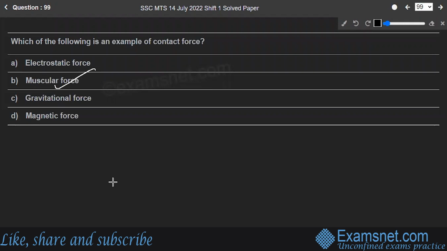Only the muscular force, like when you're pushing or pulling something, you're directly touching that thing. So muscular force is a type of contact force in which you have to contact that body in order to get an effect. So option B is the correct answer to the question.